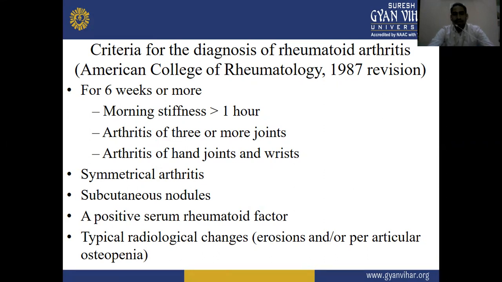And next one, a positive serum rheumatoid factor and typical radiological changes, erosion, and first articular osteopenia. Osteopenia is a condition that occurs when the body doesn't make new bone as quickly as it reabsorbs old bone. This is the erosion and articular osteopenia.